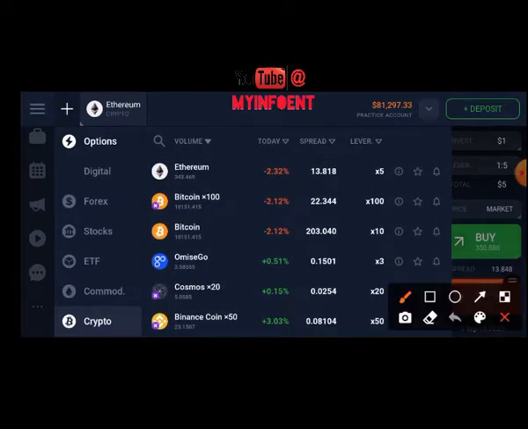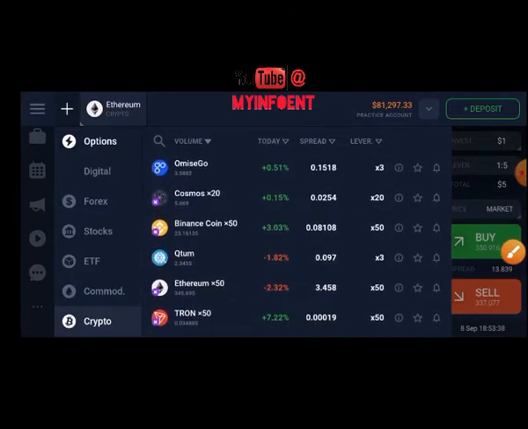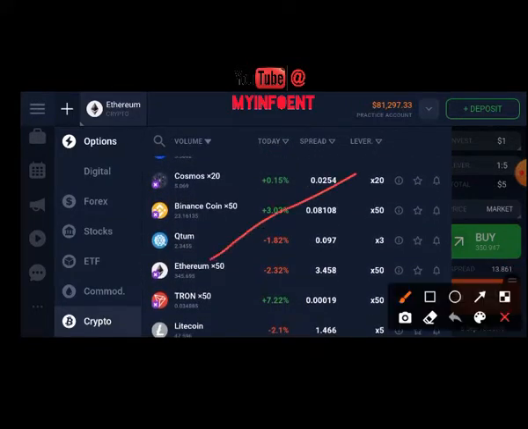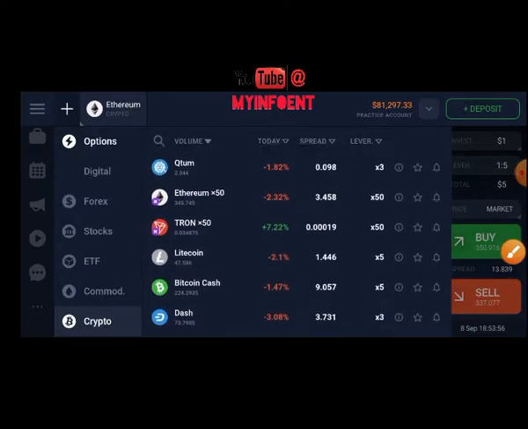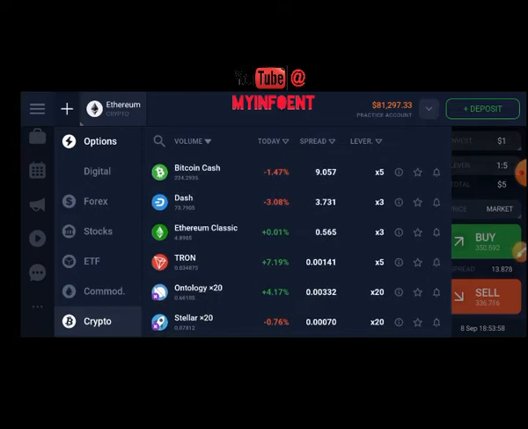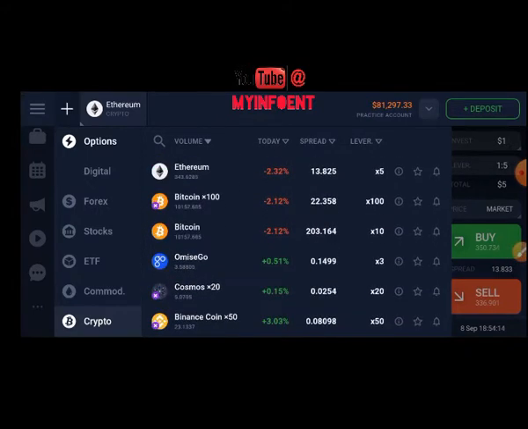This is Ethereum here, and the leverage here is X5. There's another Ethereum down here. Look at it here. This one, and the leverage is X50. So if you want to trade with higher leverage, you trade this Ethereum here. If you want to trade with lower leverage, you go with the Ethereum with lower leverage. The same applies to other cryptos like Tron, Litecoin, Bitcoin Cash, and the rest.